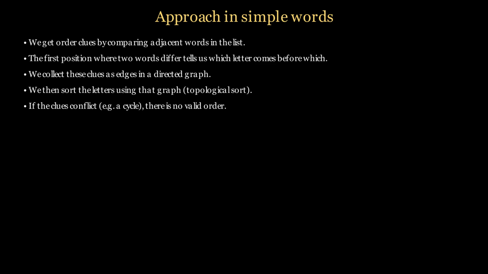In simple terms, we get clues about letter order by comparing consecutive words. Where two words first differ, the letter in the first word comes before the letter in the second. We put these clues into a directed graph, then run topological sort to get a valid order. If the clues conflict, for example if we get a cycle, there is no valid alphabet order.